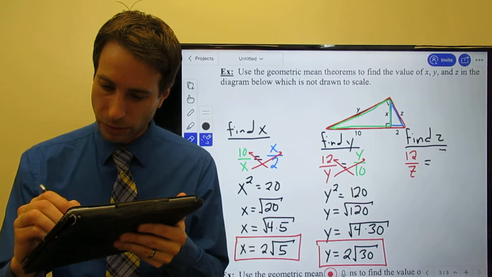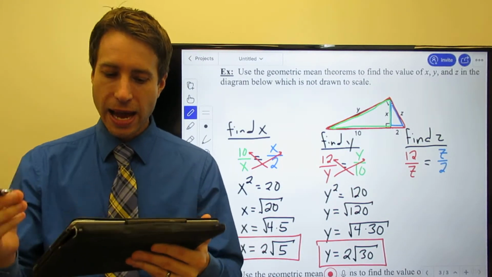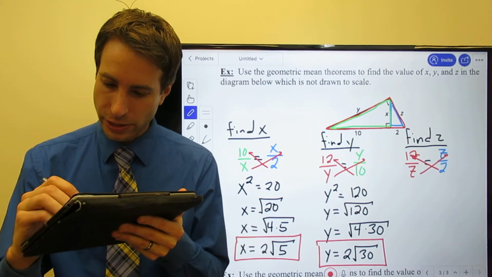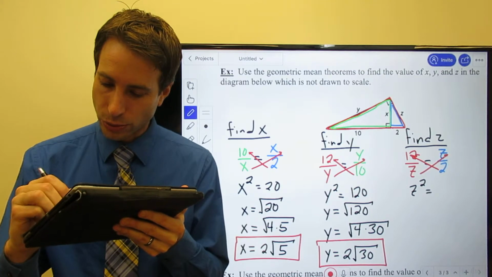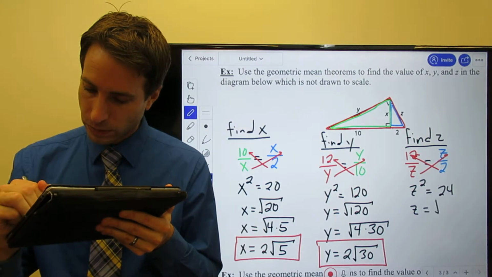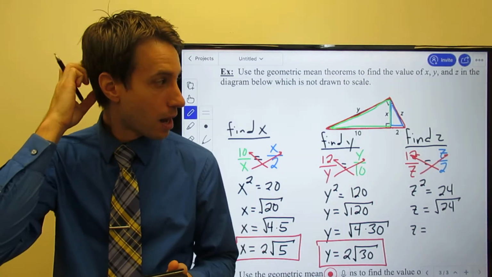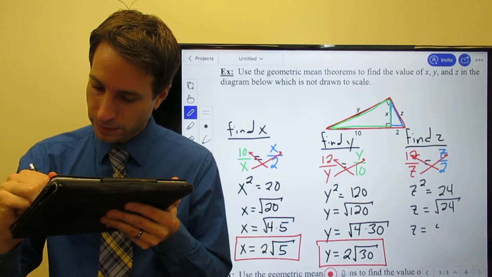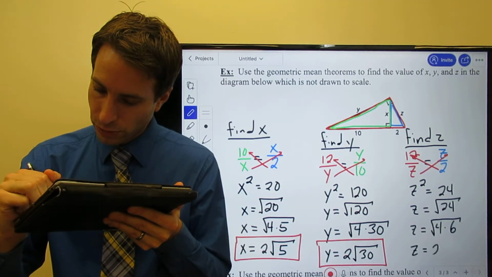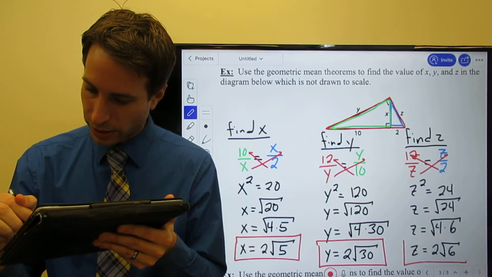That is black and I want blue. Z over 2. And once again, like we've been doing this entire time, we will cross multiply those guys. You wind up with z squared is equal to 24. 12 times 2 is 24. Take the square root. 24 is not a perfect square, but it's 4 times 6. And the square root of 4 is 2, so 2 square roots of 6, and you found your geometric mean.